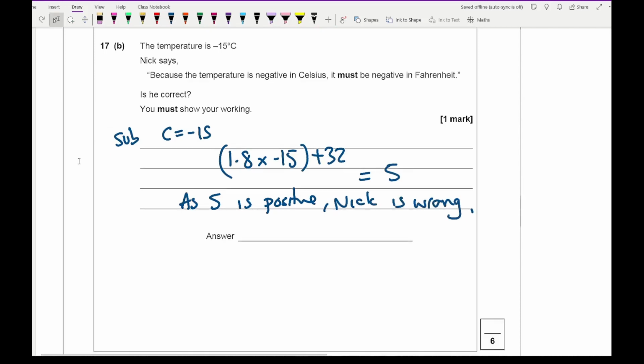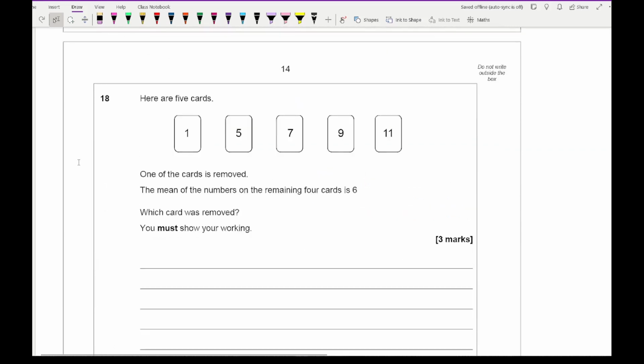So as 5 is positive, Nick is wrong. And there you go. So for question 18, it says here are 5 cards. 1 card is removed. The mean of the numbers on the remaining 4 cards is 6. Which card is removed?